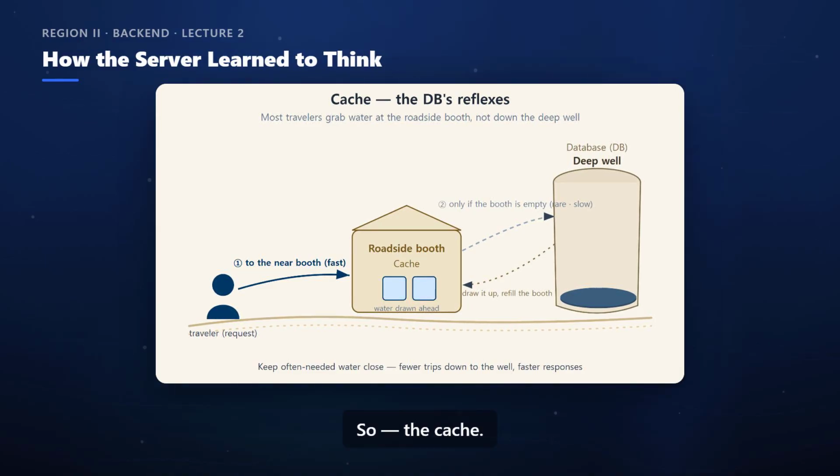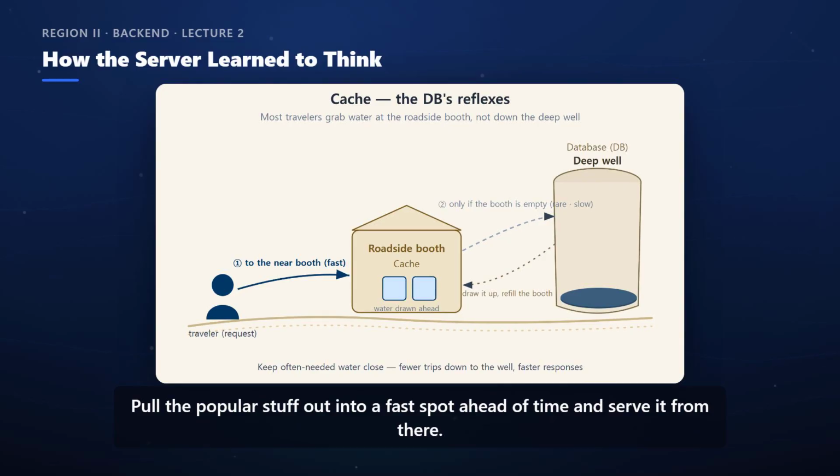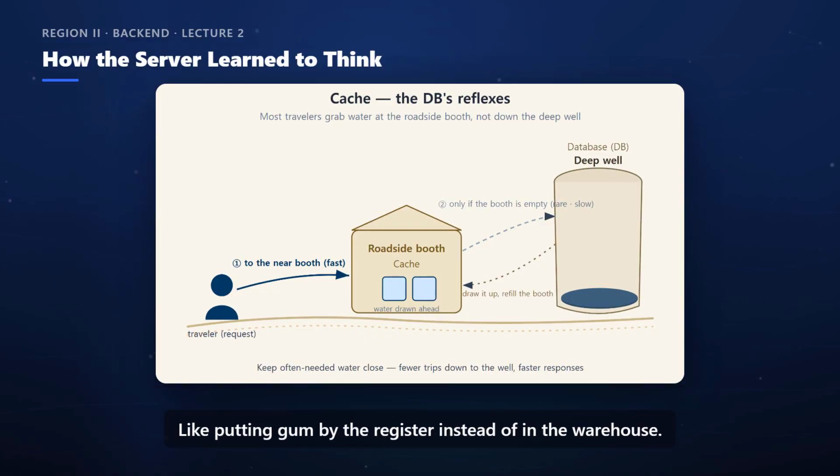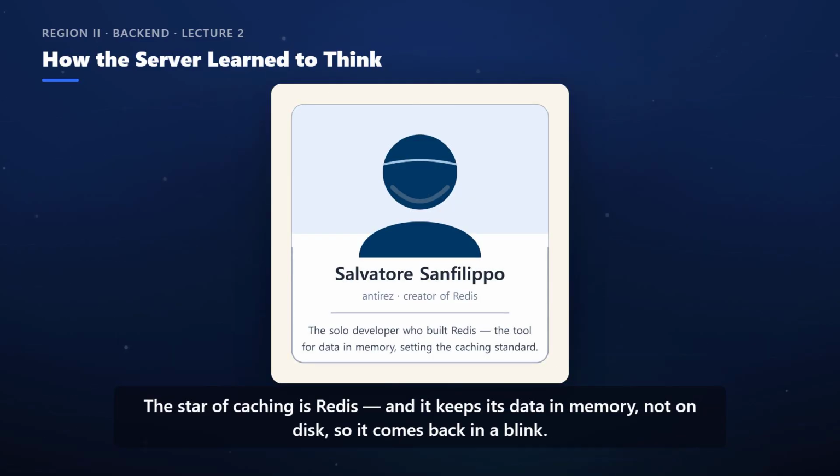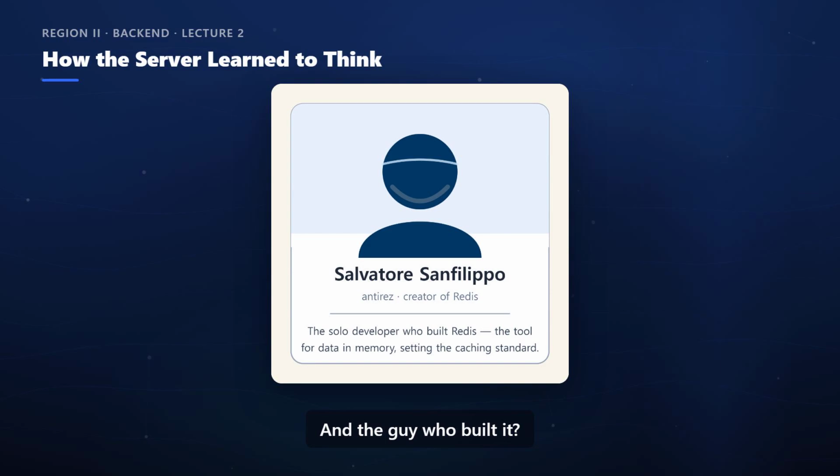So, the cache. Pull the popular stuff out into a fast spot ahead of time and serve it from there. Like putting gum by the register instead of in the warehouse. You're giving the database reflexes. The star of caching is Redis, and it keeps its data in memory, not on disk, so it comes back in a blink. And the guy who built it?